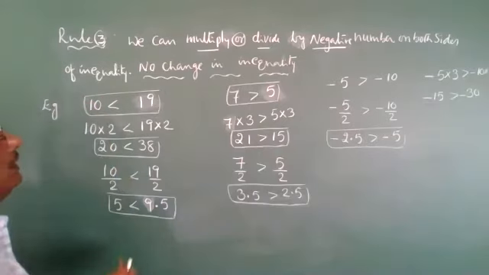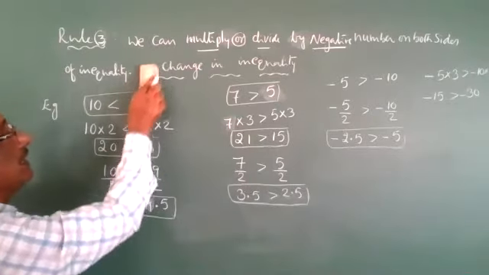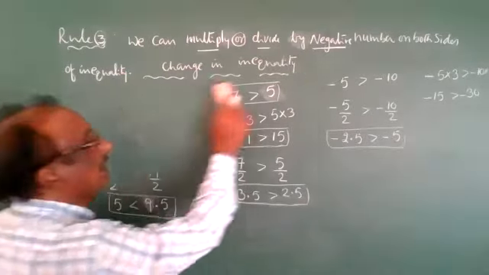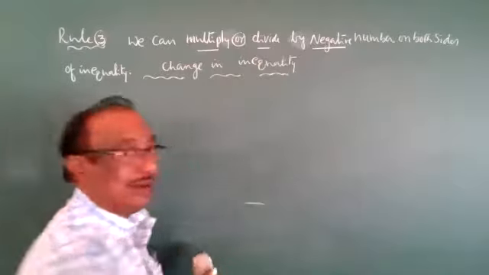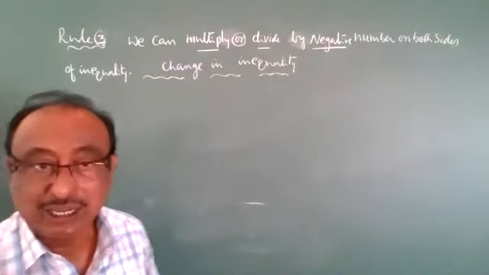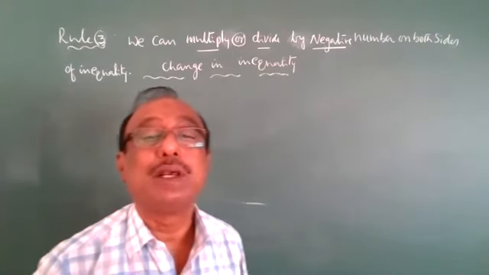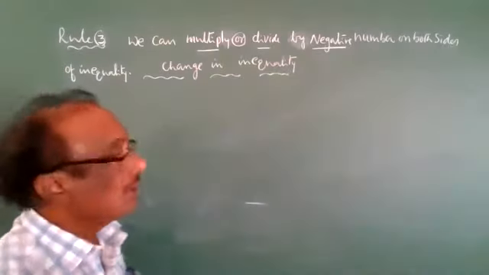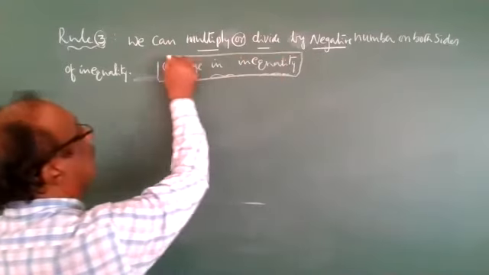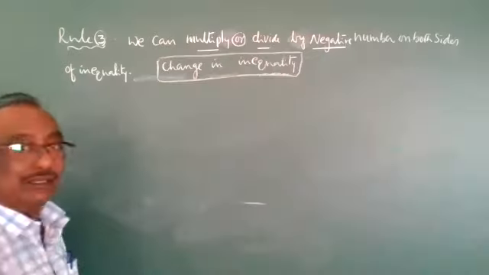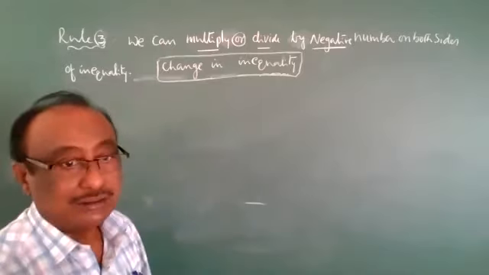Then the inequality changes. This is the most important point. By the multiplication or division of a negative number, the inequality changes. Yes, all of this is applicable for slack inequalities also. Put in the box: change in inequality.